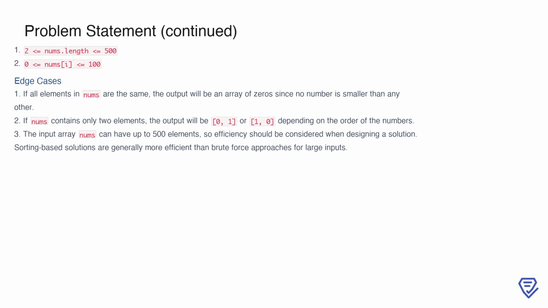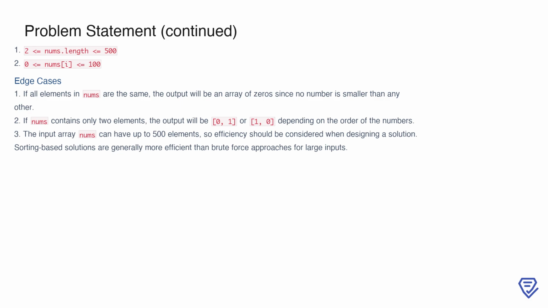Finally, let's look at the constraints and edge cases for this problem. The array nums will have a length between 2 and 500, and each element will be an integer between 0 and 100. These constraints mean that we need to ensure our solution is efficient, especially for larger arrays. For edge cases, if all elements in the array are the same, the output will always be zeros, as no number is smaller than another.